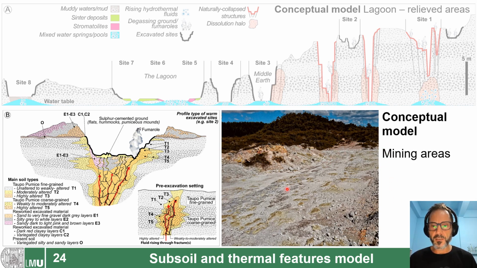You can clearly see exactly what is in this conceptual model. The patchy crusted ground all around, the altered clay material, and well, it's out of the picture of course, but you have to imagine that in some of this cut you will see the Taupo going from its unaltered state to zoning of differently intense alteration.